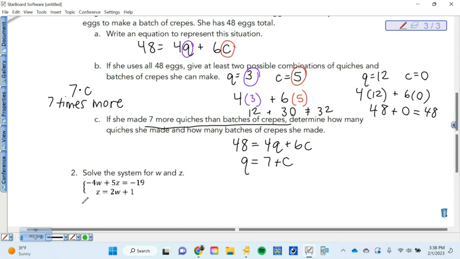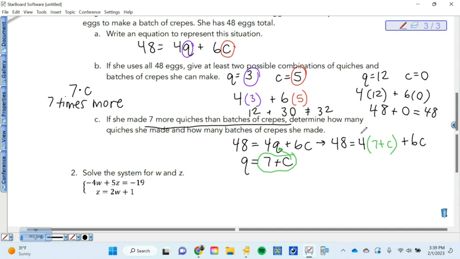What'd you guys do in that front row there? What was your next step once you got those two equations? Substitution. Yeah, what are we substituting? 7 plus C. Yes, 7 plus C can get subbed in for Q. So that top equation then becomes 48 equals 4 times 7 plus C plus 6C. And what am I going to do to solve that?